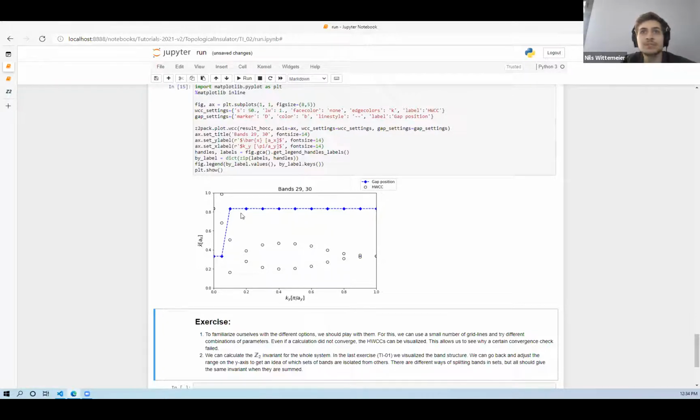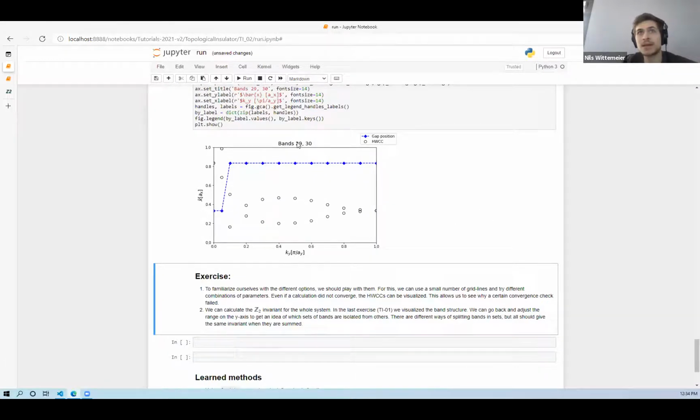Here we see the two Vernier charge centers moving around, kind of making a fish-type shape, I would say. And then the trace of the gap position, which crosses one of the Vernier charge centers here, which gives us the Z2 invariant of 1, because it just crosses one time. The Z2 invariant is defined modulo 2, these numbers of crossings. So if it would jump back somewhere, or if this would go back up, then there would be a second crossing and it would be 0.